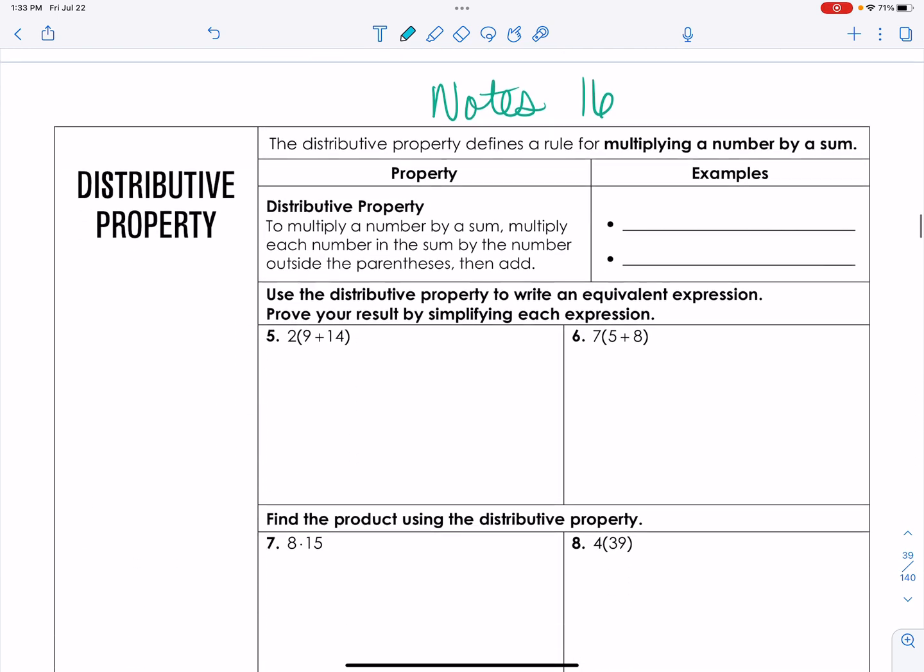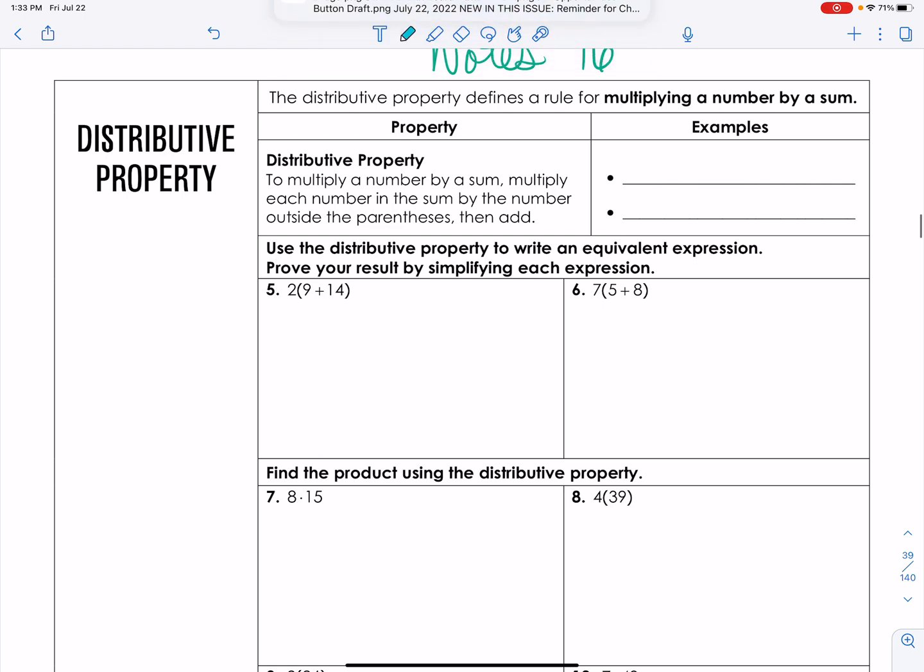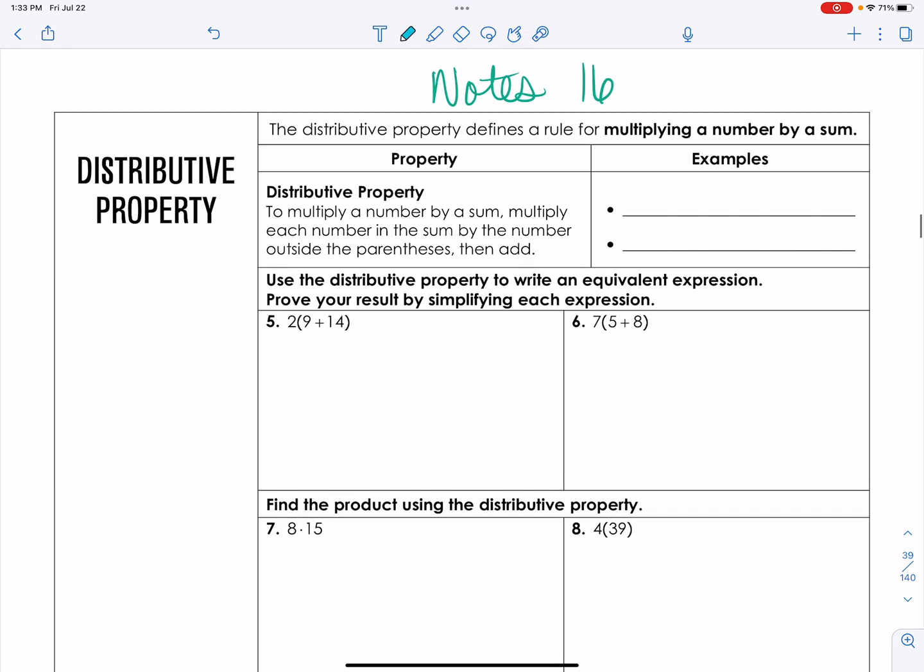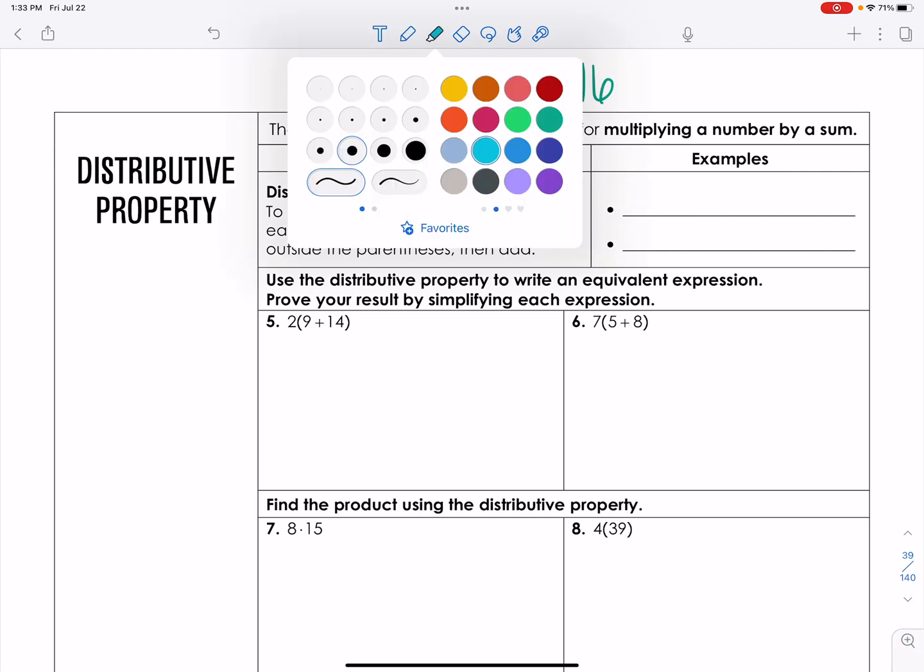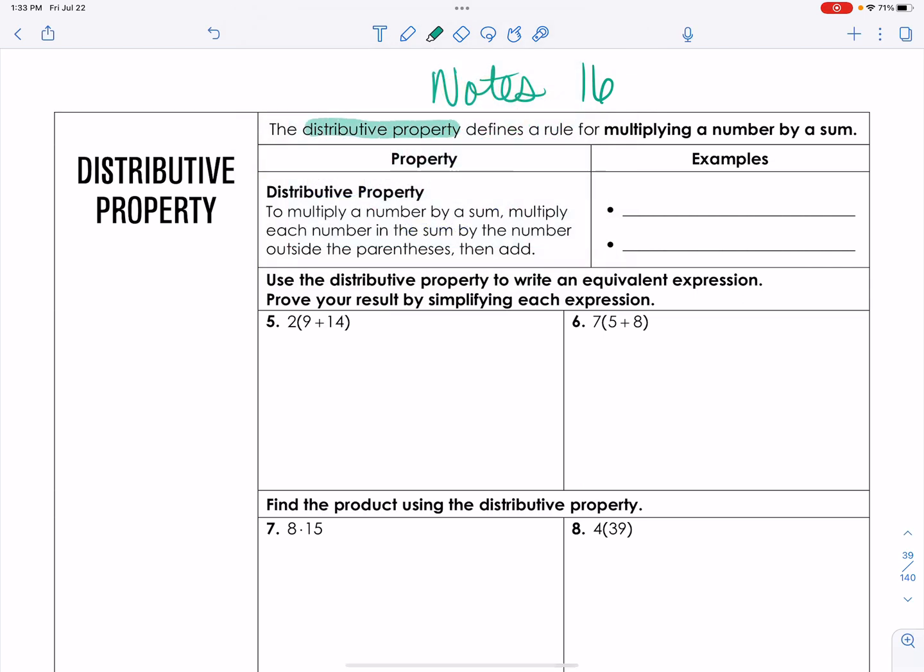All right, next is the distributive property. The distributive property is another one where I expect you to know the name. It's one of the more important properties. The distributive property defines a rule for multiplying a number by a sum.